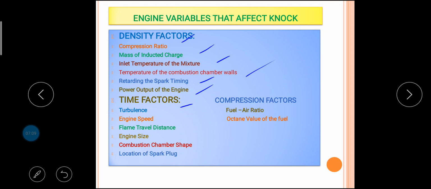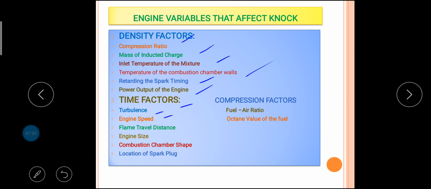Next, time factors. Turbulence. Turbulence depends on the design of the combustion chamber and on engine speed. Increasing turbulence increases the flame speed and reduces the time available for the end charge to attain auto-ignition conditions, thereby decreasing the tendency to knock.